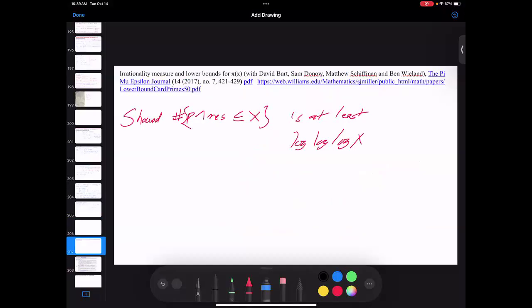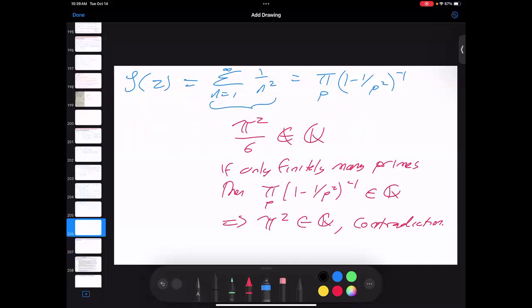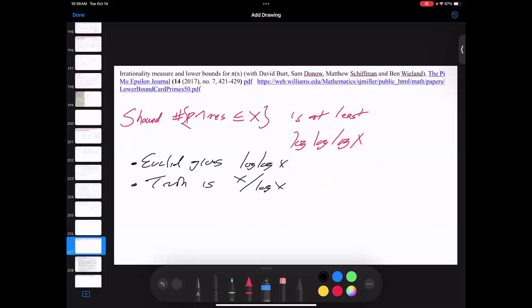So a couple of things to note. Euclid gives log x. The truth is x over log x. So I am far from the truth. I'm much worse than Euclid. And I'm doing this by doing a very involved proof using properties of the Riemann zeta function, expanding this out, talking about how well can you approximate irrational numbers by rational numbers. And by doing all of this work, I get the result of log x.